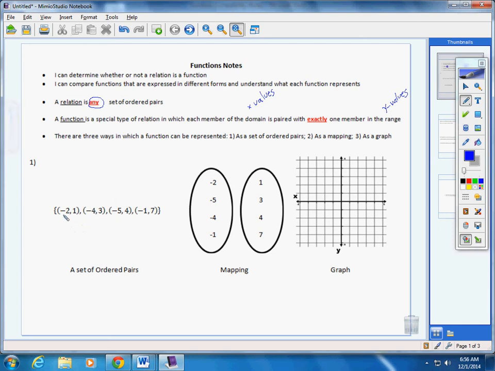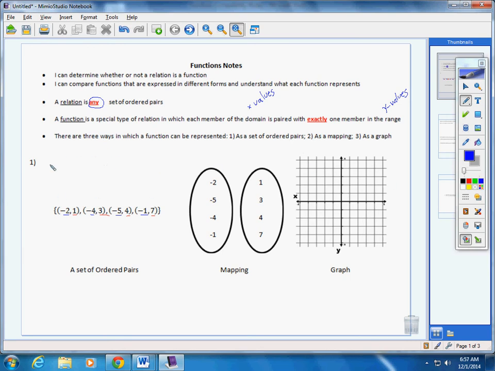So, once again, if you come down to example number 1, your domain in this example is going to be all your x values. It's going to be negative 2, negative 4, negative 5, and negative 1. And your range values, I'll do those in red, are going to be all your y values, 1, 3, 4, and 7.